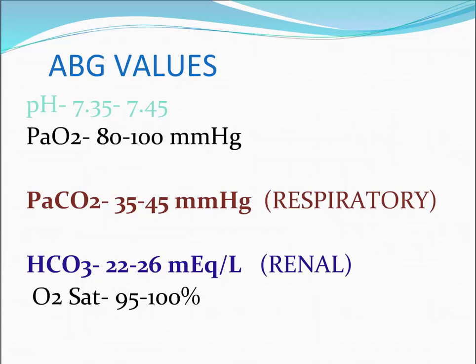Here's a little review. This was the last slide from hour 1. It just reviews the normals for ABG values. pH of 7.35 to 7.45 is within normal limits. PaO2 of 80 to 100 millimeters of mercury is also within normal limits. A PaCO2 of 35 to 45, and a bicarb of 22 to 26. And as you know, O2 saturation, which is a percentage of hemoglobin that is saturated with oxygen, is normally greater than 95.